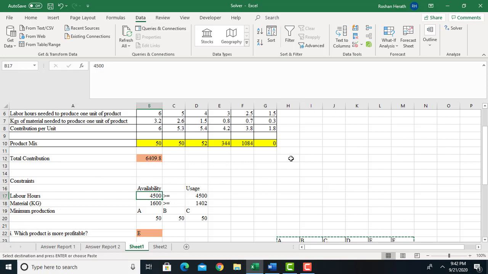Remember, at the moment contribution is, I might take it somewhere over here, 6409.8. That is the existing contribution.